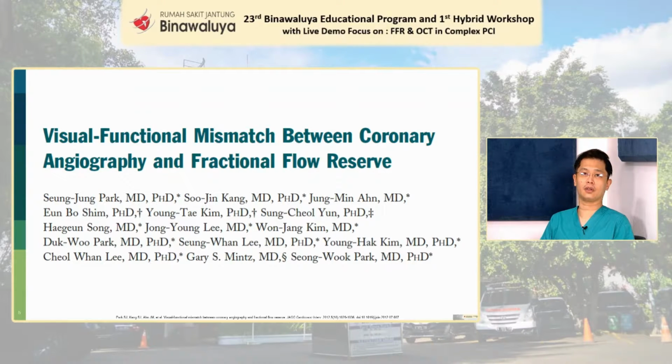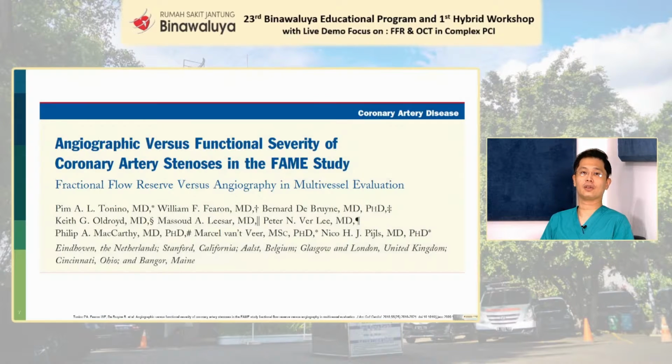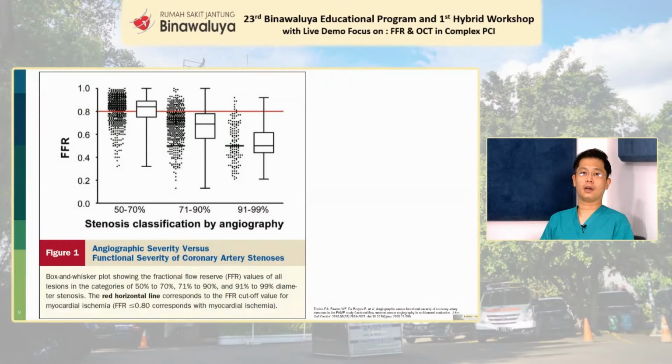Visual versus functional assessment is oftentimes very different. I think the mismatches that you can see on screen, whether it is a mismatch or a reverse mismatch, is in essence happening with a high degree, either for left main or even non-left main lesions. So in the FAME study, one can clearly see on screen that if a patient were to have a stenosis of 71 to 90%, there is actually still a 20% chance that the lesion may not be functionally significant, although the classical definition for severity is 70% and above.